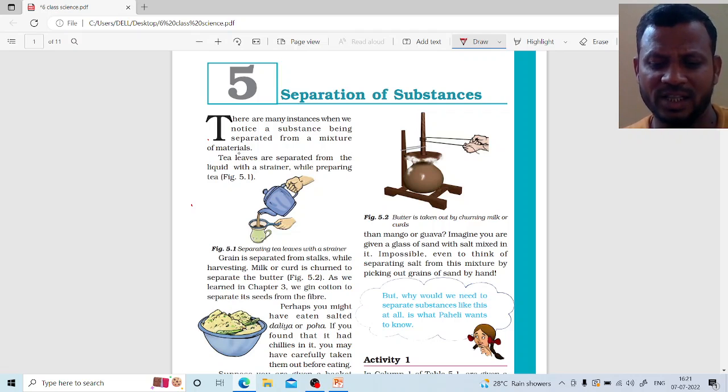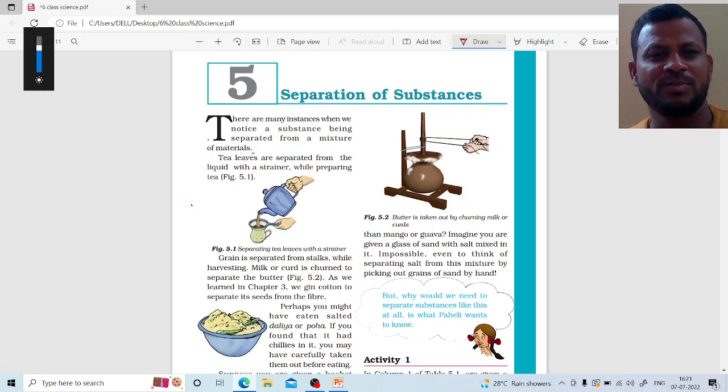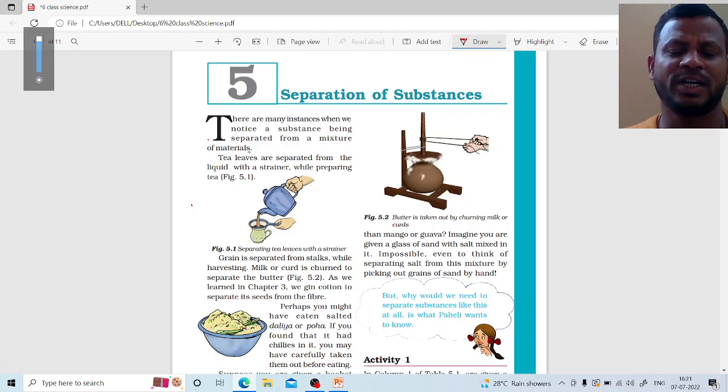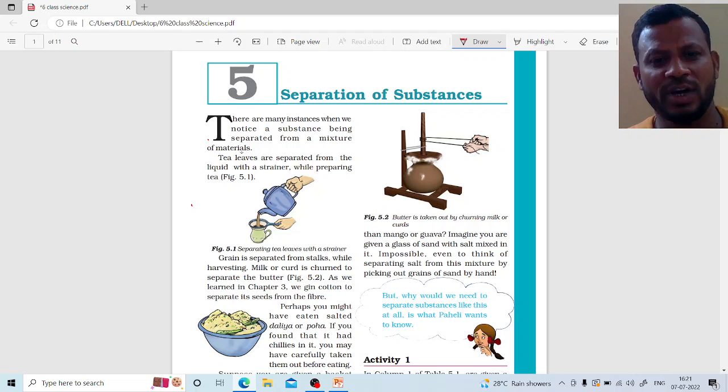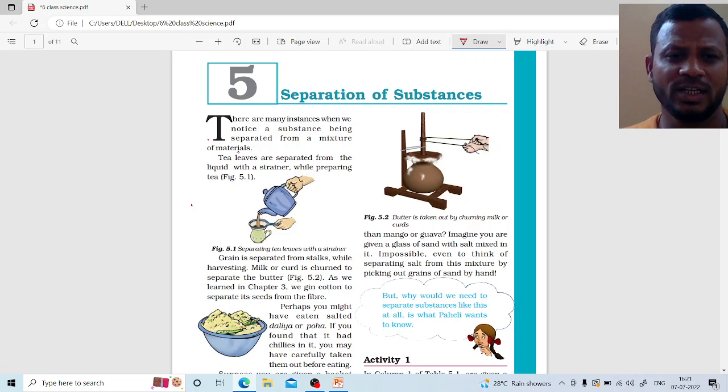Today we are going to discuss the same topic here: how we separate the materials, and why we separate the materials. Okay, look here. We see a small activity in the picture. Look at this activity.